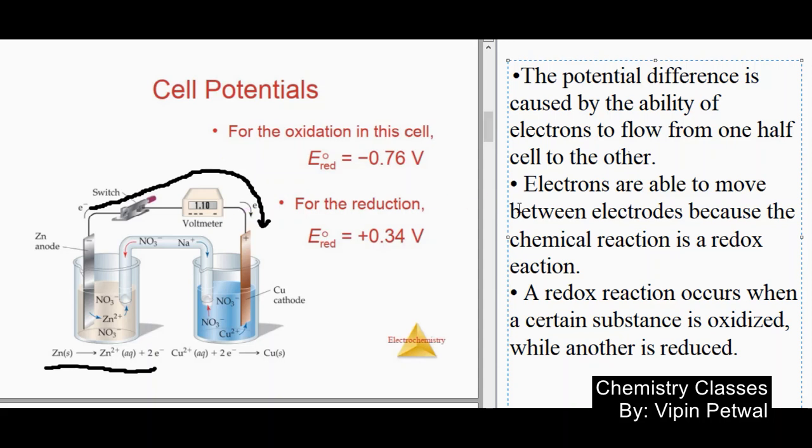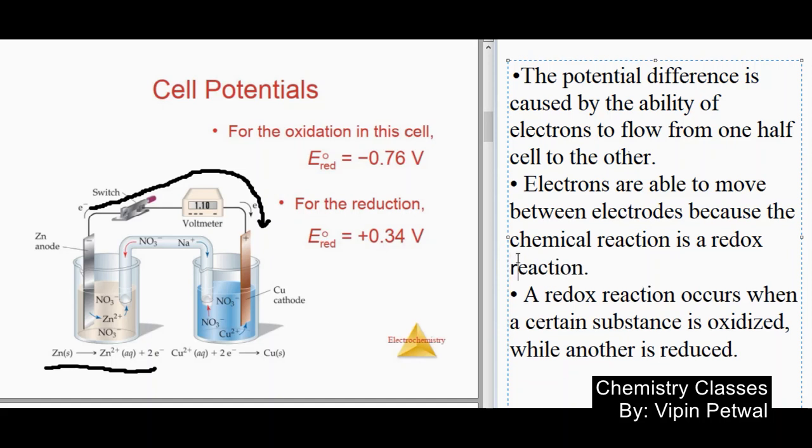Now the next point, look at this: electrons are able to move between electrodes because the chemical reaction is a redox reaction. The reaction here is a redox reaction, okay. So in this redox reaction, one releases electrons and the other accepts electrons. So definitely electrons are able to move between the electrodes, because zinc is releasing the electron and the cupric ion from here is accepting the electron.